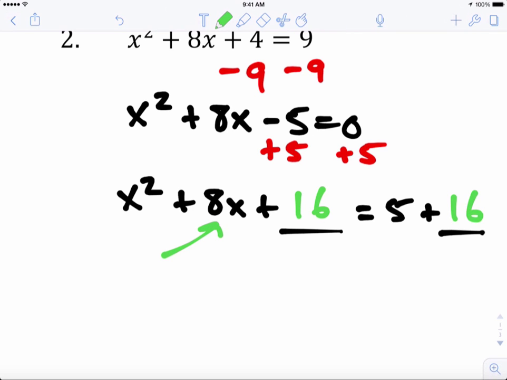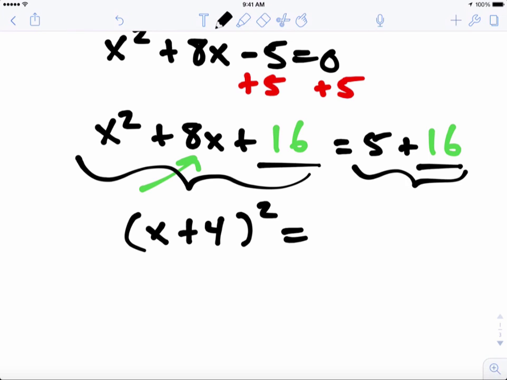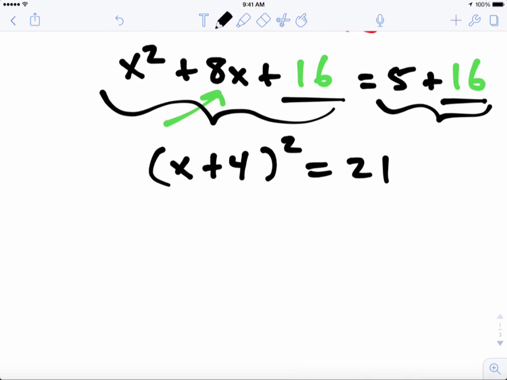What we do to one side, we must do to the other. I hope you know that we have now transformed the left-hand side of this equation into a perfect square trinomial. It is x plus 4, quantity squared. The right-hand side is 21. Boom! Let's take the square root of both sides of this equation, right?